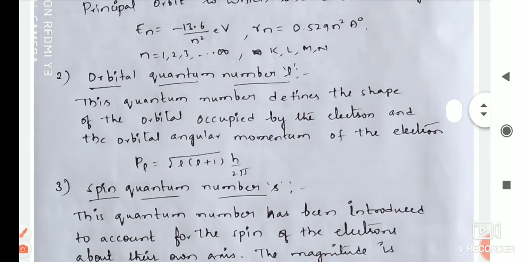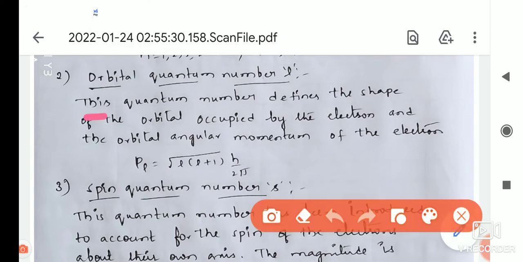Next we have the orbital quantum number, small l. This orbital quantum number defines the shape of the orbital occupied by the electron.